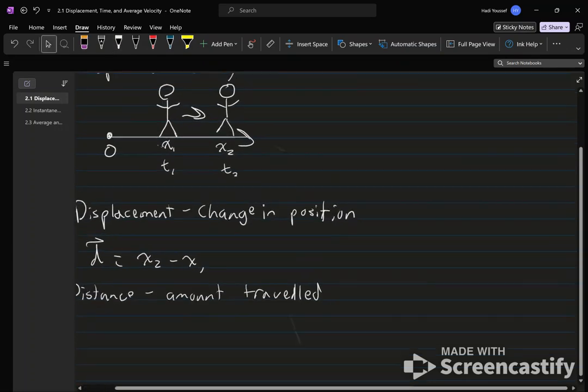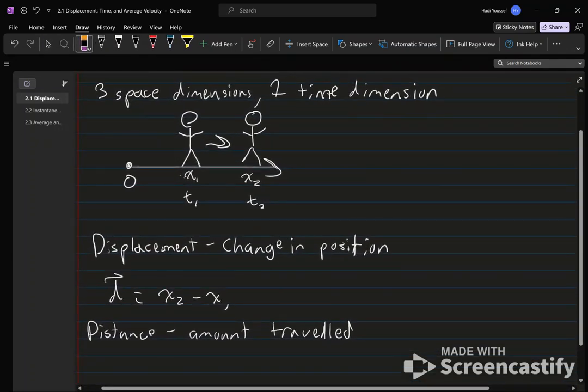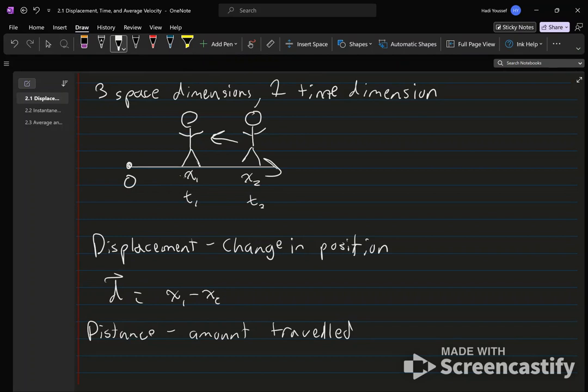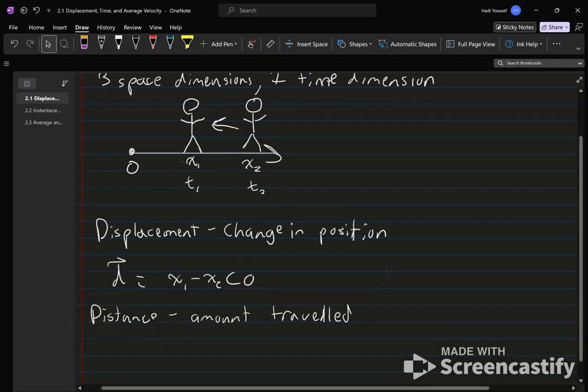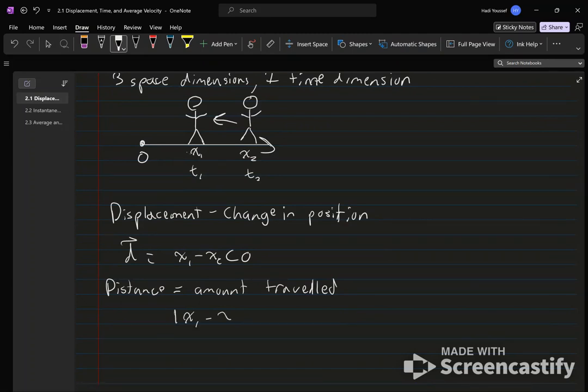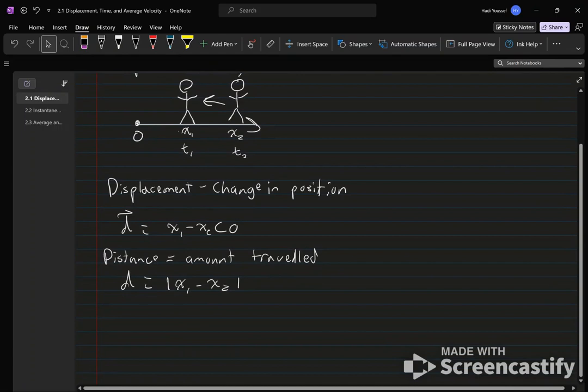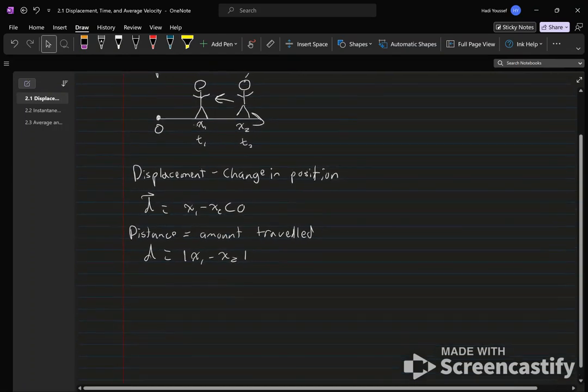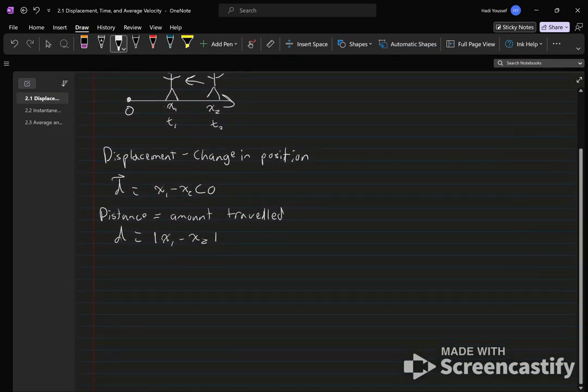Displacement can be negative. For example, if this human were instead to go from x2 to x1, where x2 is larger than x1, then x1 minus x2 would become negative, smaller than 0. However, distance would be the absolute value of x1 minus x2. That is distance. Also, for displacement, all we care about is the starting position and the finishing position.